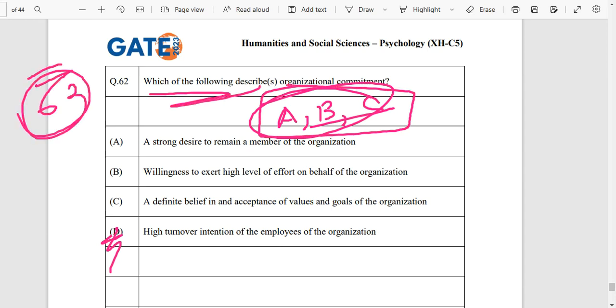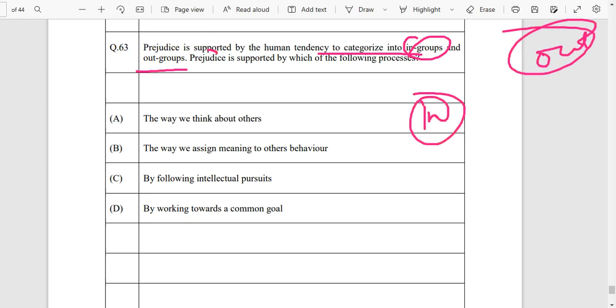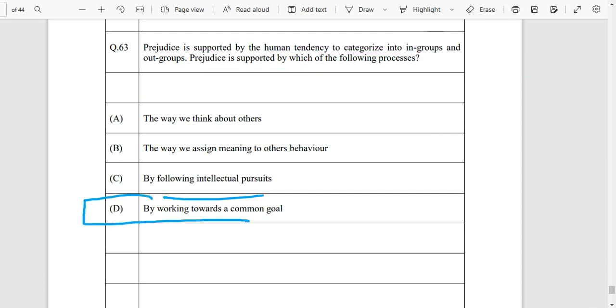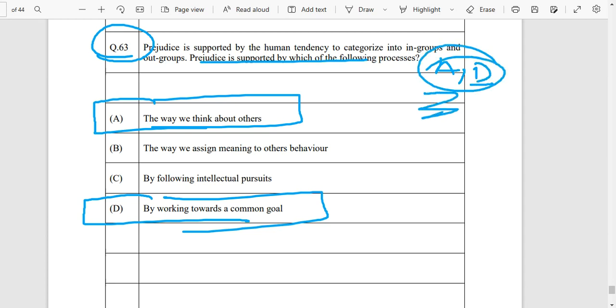Let's move on to the next question, number 63. Prejudice is supported by the human tendency to categorize into in-groups, our group, and their group, out-groups. Prejudice is supported by which of the following processes? How will the prejudice be supported? By working towards a common goal. Option A, the way we think about others. So question number 63, A and D should be the answer.